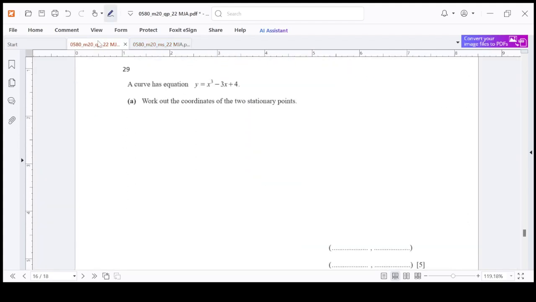A curve has equation y equals x cubed minus 3x plus 4. Work out the coordinates of the two stationary points. A stationary point is when dy by dx is equal to 0.